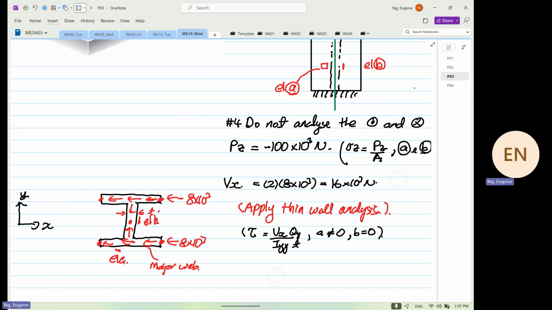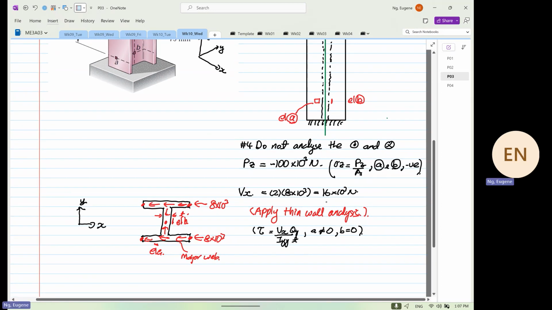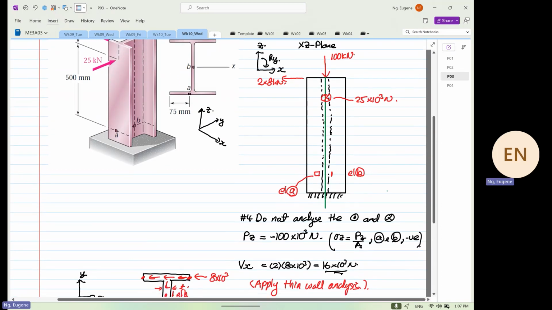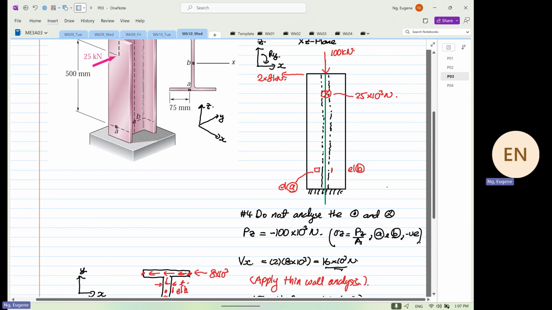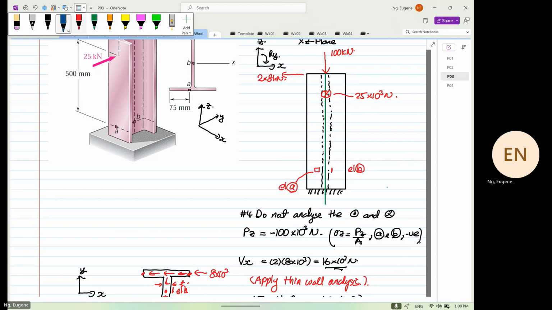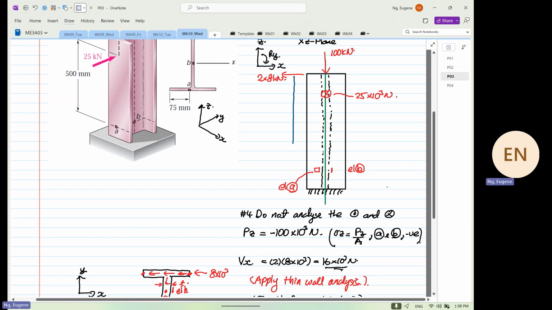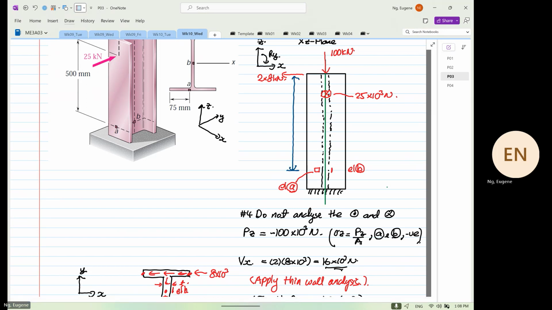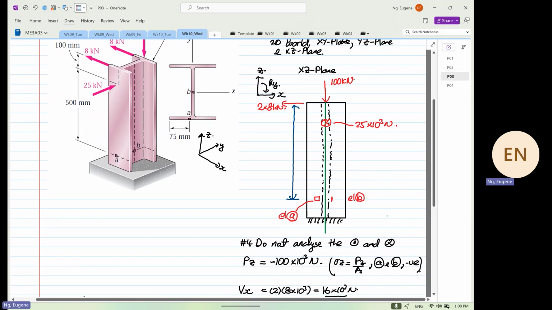Going back to our diagram, we have a force which is 2 times 8 times 10 to the power of 3, right? And relative to the element, there is a perpendicular distance. Right? There is a perpendicular distance, and this distance from here to the element is equal to 0.6 meters.